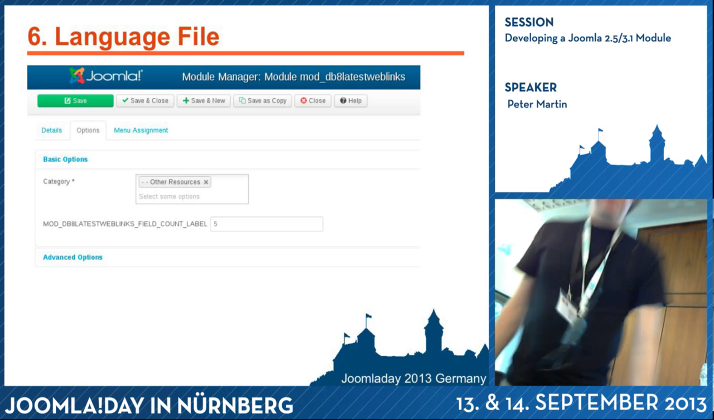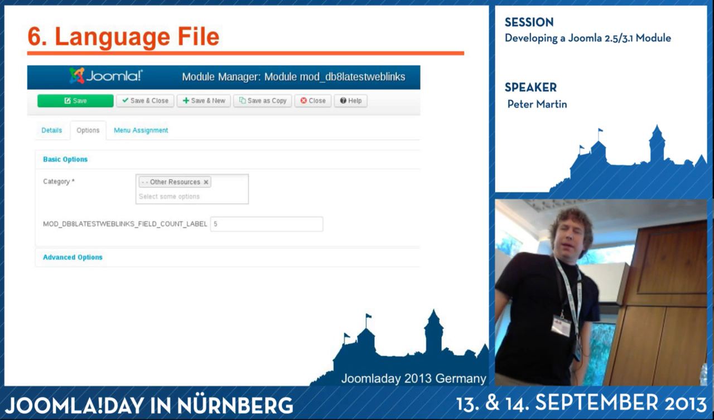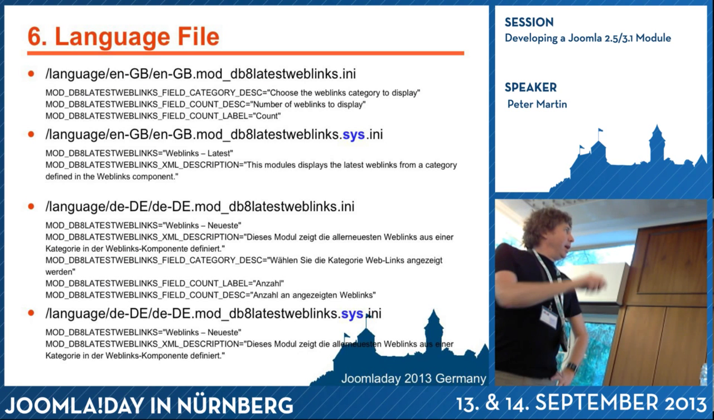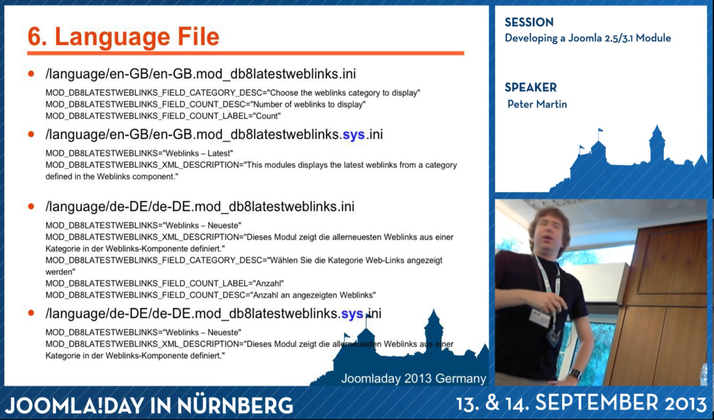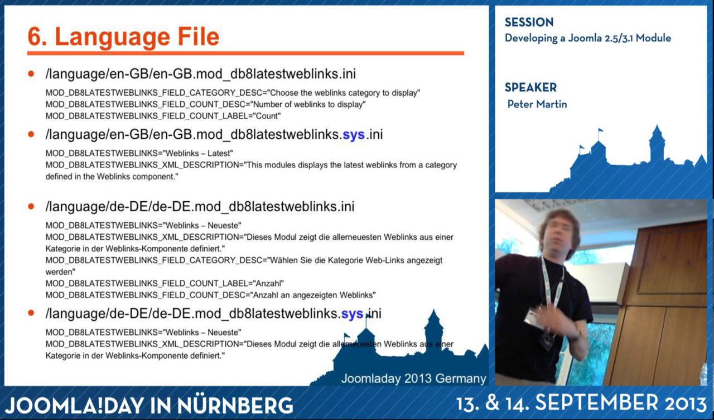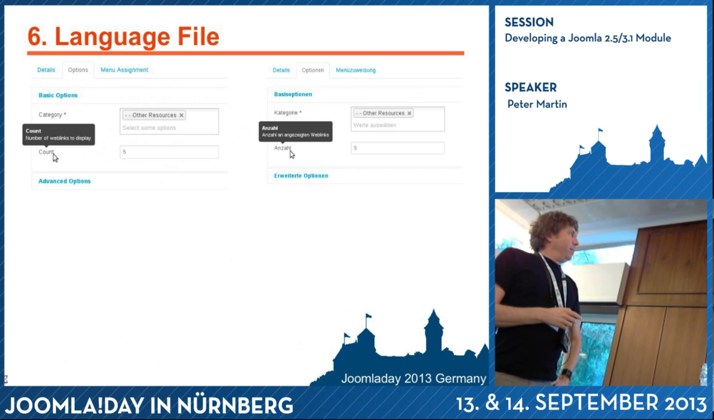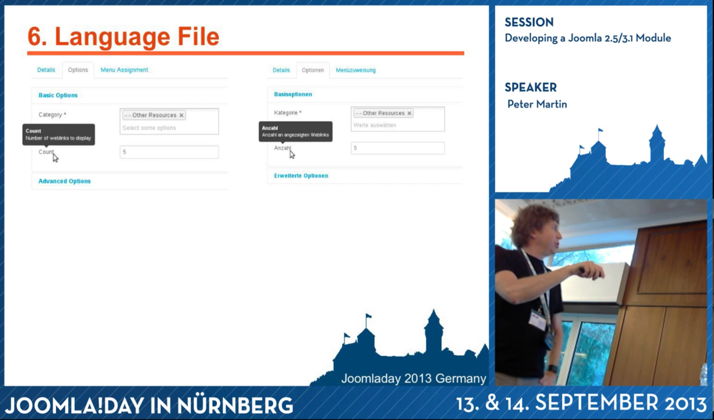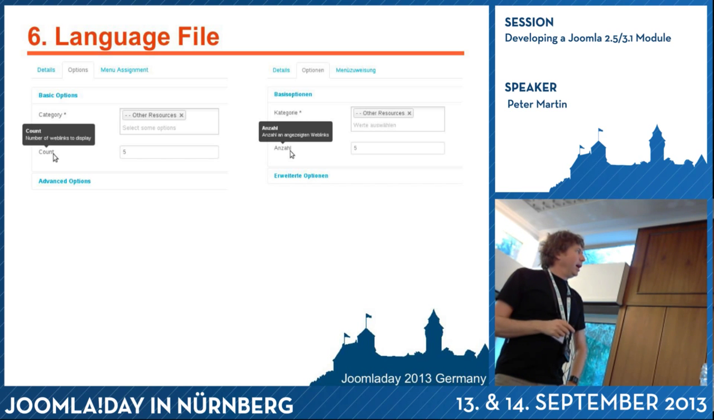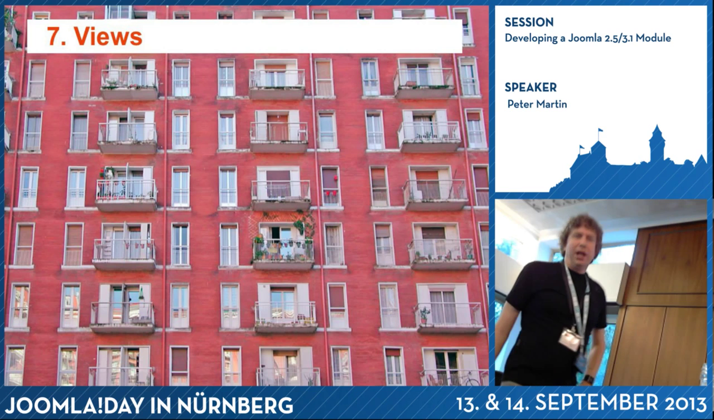So this is what you get. And this is what I did. I created two files, the ini, sys.ini, but also for German. A folder for German and two German files. And you see, I only put two, the name of the extension and the description of the extension. So these are visible in the back end when you go to the module manager, install new module. This is the result. Here the English, here the German. And that's the language files.